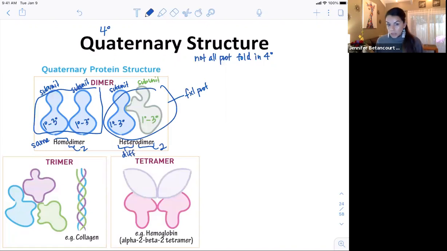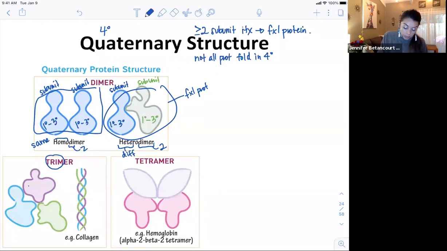And that's the terminology that we use for quaternary protein structure. It doesn't just mean you only need 2. So quaternary structure is 2 or more subunits interacting to make a functional protein. If there's 3 subunits, we call it a trimer. If all 3 of those subunits are the same amino acid sequence, we call it a homotrimer. We don't have that very often in our cells, but if they're different subunits, we call them a heterotrimer.